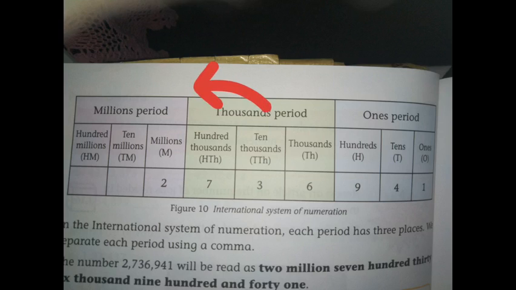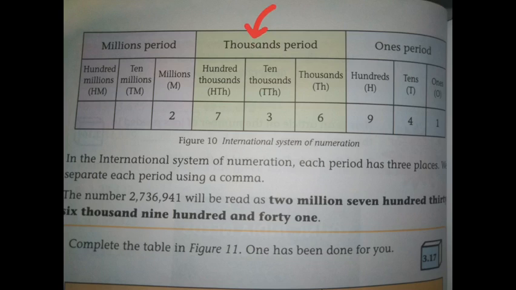Look at the table, children. This table represents the international system of numeration. Whenever we use the international system, the ones period has ones, tens and hundreds place values. The thousands period has thousands, 10,000s and 100,000s place values. The millions period has millions, 10 millions, 100 millions place values. In the international system of numeration, each period has 3 places. It separates each period using a comma.